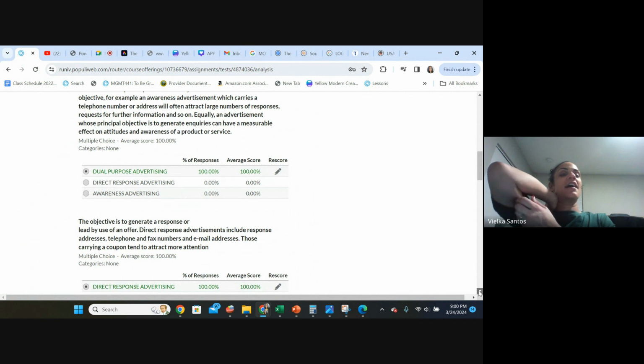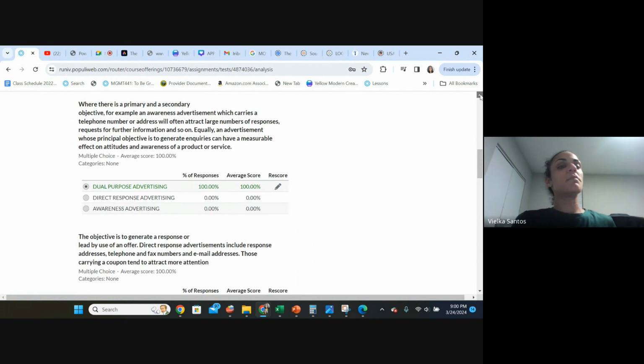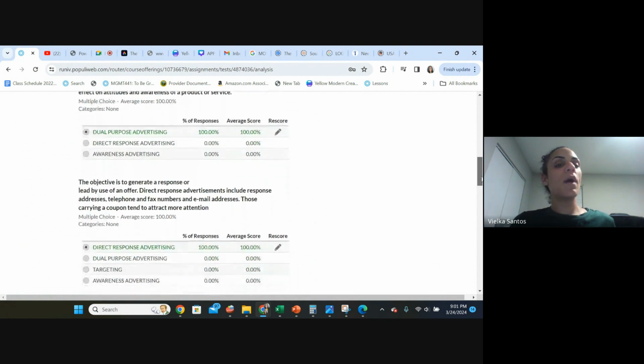But those that go until here have this advantage, right? So dual purpose advertising, this is something that we mentioned before. Dual purpose advertising is where there is a primary and secondary objective. For example, an awareness advertisement which carries a telephone number or address will often attract a large number of responses, requests for further information, and so on. Equally, advertising whose principal objective is to generate inquiries can have a measurable effect on attitudes and awareness of a product or service. This is called dual purpose.